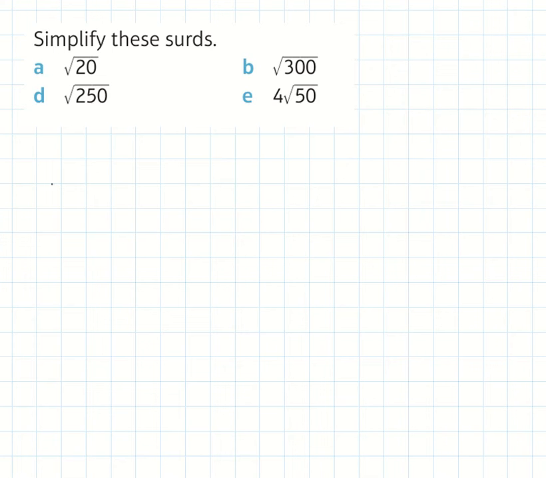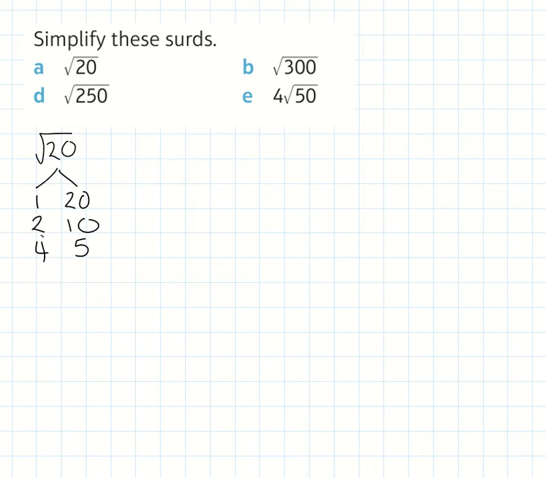So in this lesson we're going to have a look at simplifying surds. We'll start with the square root of 20 as our first example. The way that we're going to do this is we're going to break it down into its factor pairs. So 20, we're going to go for 1 and 20, 2 and 10, 4 and 5. And once I've done that, I'm looking for the biggest square number.